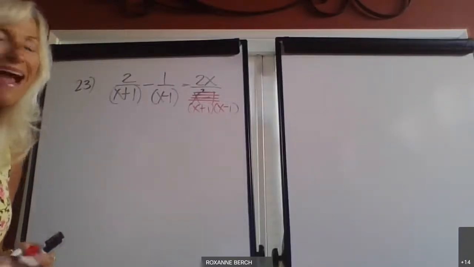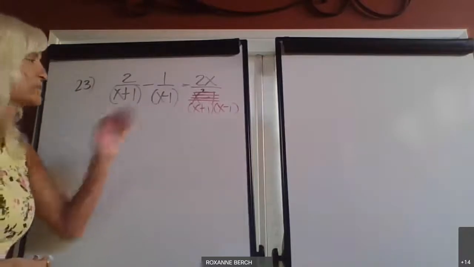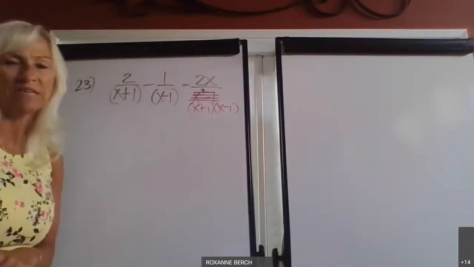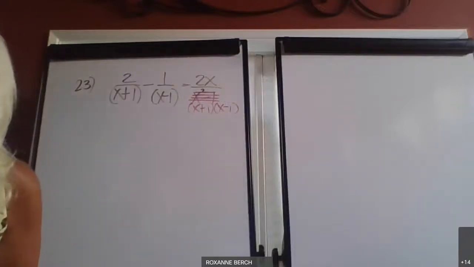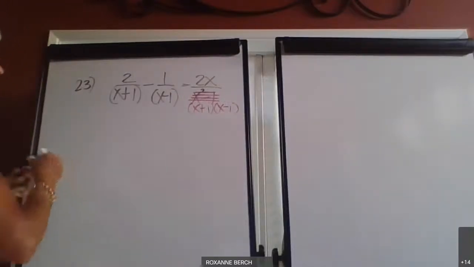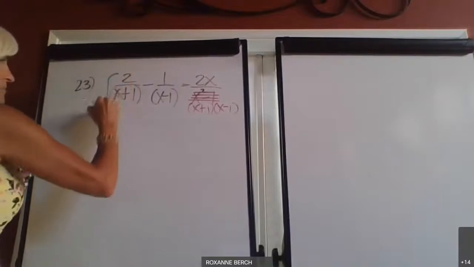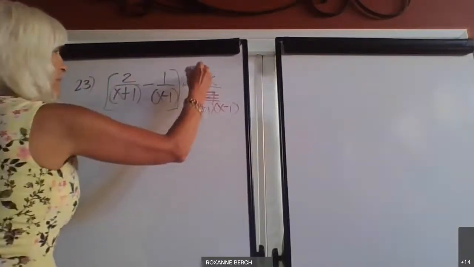So what did I say? I said x plus 1 times x minus 1, x plus 1 times x minus 1. So that's what we're going to multiply by. So we're going to multiply both sides by the common denominator.